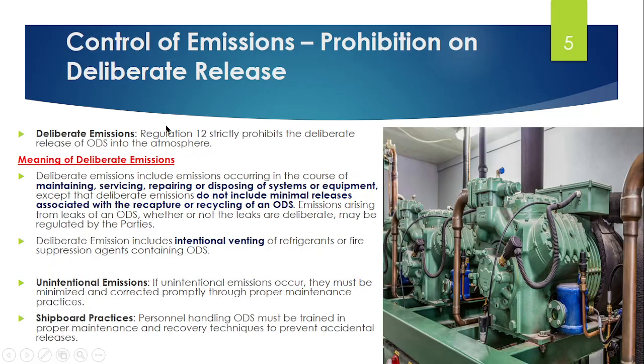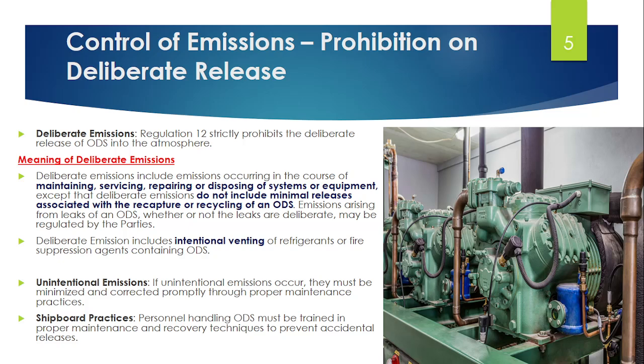Now suppose you are working on a reefer system or air conditioning system and you are collecting the gas in a condenser. It may happen that after collecting the gas, if it has some air bubble, you cannot emit it into the atmosphere. Why? Because if you do it like that, it will be called deliberate emission. Deliberate emission as per Regulation 12 is strictly prohibited. So what is deliberate emission? Deliberate emission is a type of emission which has been done intentionally.